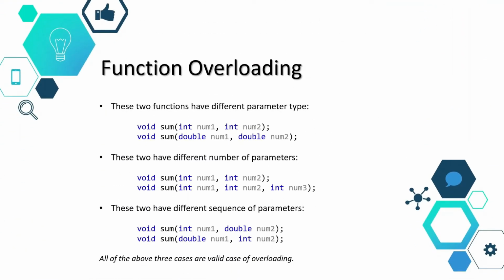Let's see what are the valid cases of function overloading through these function declarations. In the first case, we have overloaded the sum function with different parameter types. In the second case, the number of parameters is different. And in the last case, the order of parameters is different. All of these are valid ways to overload a function.